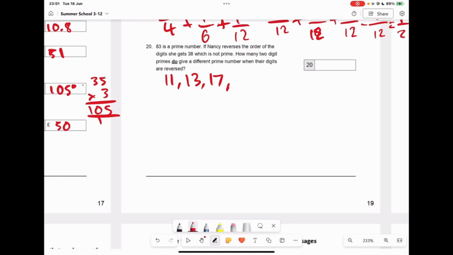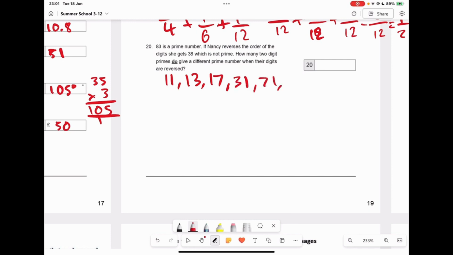20, 21, 22, 23. No, 24, 25, 26, 27, 28, 29. No, 30, 31. 31 could count. 71 could count as well then.